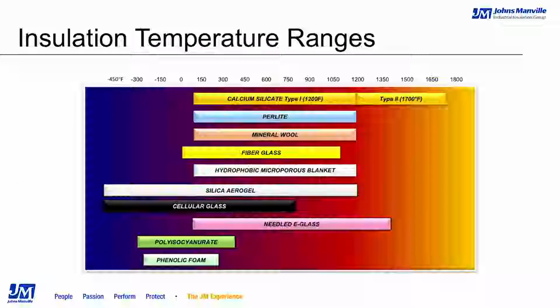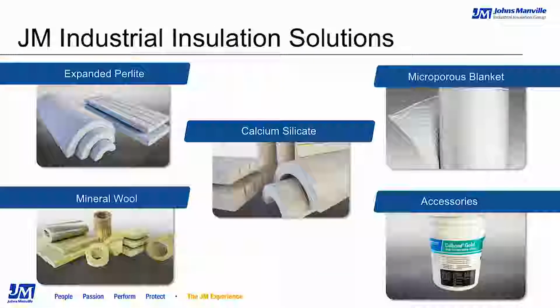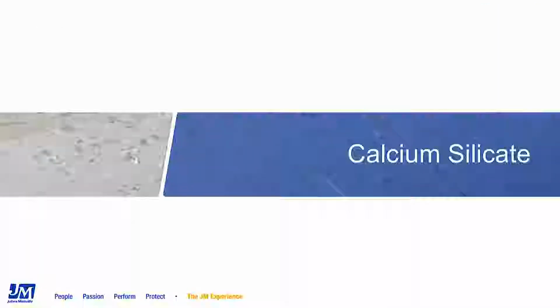Insulation in general covers a vast temperature range from cryogenic to refractory. Here on the industrial side of JM, we cover the mid to high temperature ranges with our product portfolio. Johns Manville's industrial solutions include many products that will cover a wide variety of applications. We offer perlite, calcium silicate, a thin microporous blanket, mineral wool, and a line of accessories. We will start with our calcium silicate.